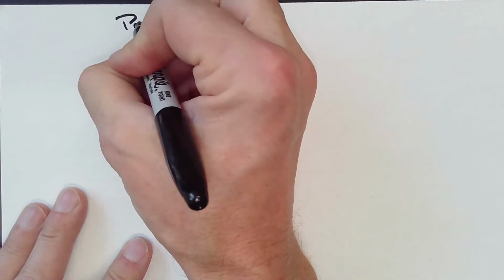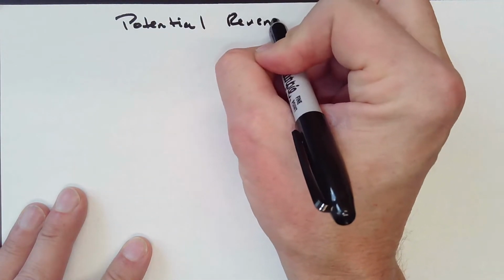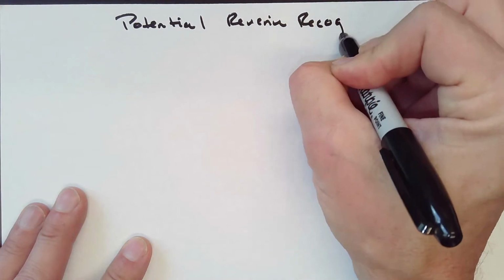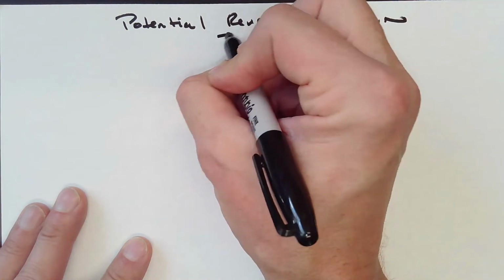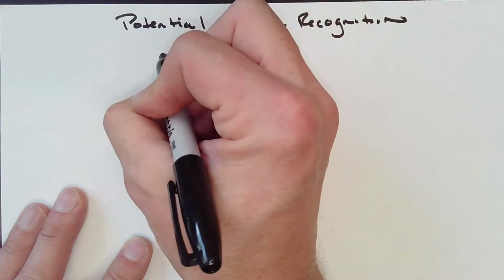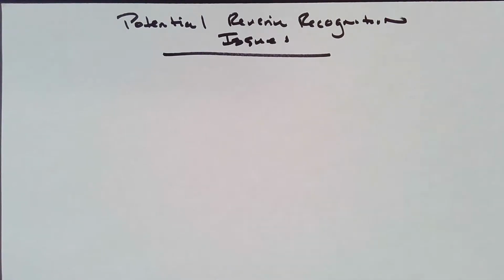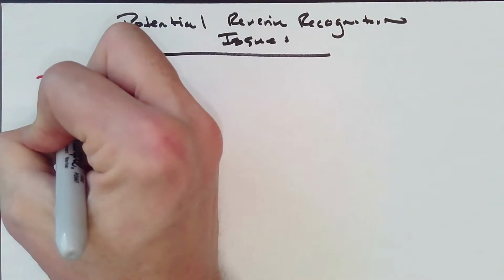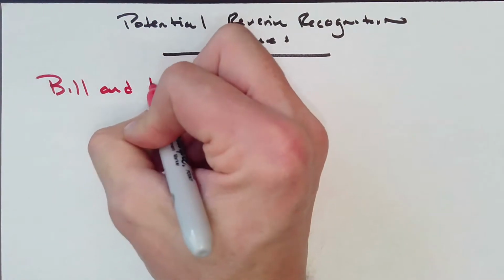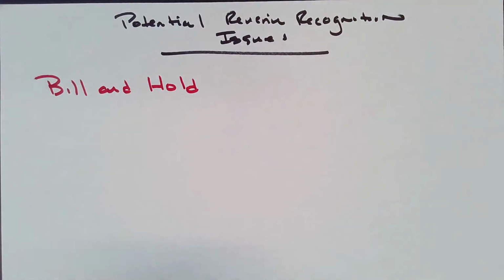All right, so we're still talking about potential revenue recognition issues. So here's another one that we've got. Again, these are potential revenue recognition issues. The next one we want to talk about, we already talked about non-refundable fees. The next one we want to chat about is what's referred to as bill and hold. All right, bill and hold transactions.